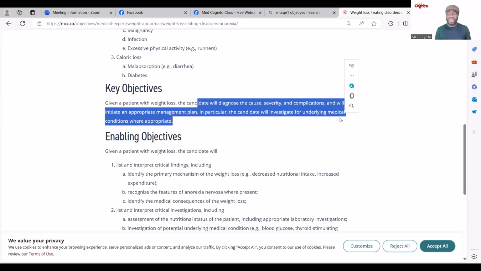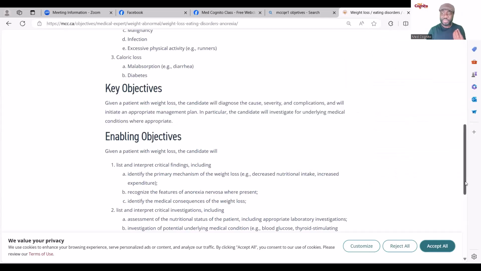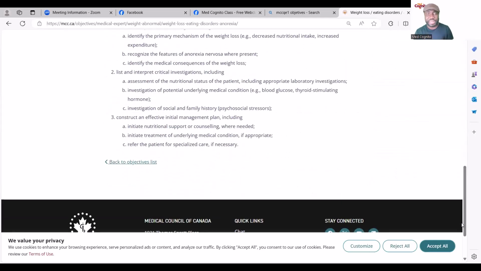So doctors, when you are learning from whichever book you're going to use, these are the things you should be picking up, right? And then you move on to list and interpret critical investigations, including the assessment of the nutritional status of the patient, including appropriate laboratory investigations, right? So don't talk about anorexia nervosa without dealing with labs. Don't talk about bulimia without dealing with labs. Don't talk about hyperthyroidism without dealing with how you're going to interpret those things. Preparing for the QE1 is simple. Now, investigation of potential underlying medical conditions like blood glucose, thyroid-stimulating hormone, and investigation of social and family history. Those are the psychological stresses.